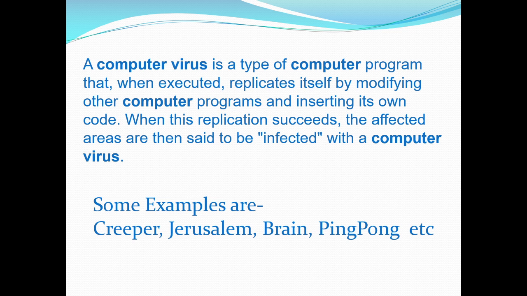A virus can copy and spread itself from one file to another and then from one computer to another, which is not good for the system and may destroy the data of the system. Some examples are Creeper, Jerusalem, Brain, Ping Pong, etc. So a malicious computer program that can replicate and spread itself, causing loss of data in a computer system, is a computer virus.